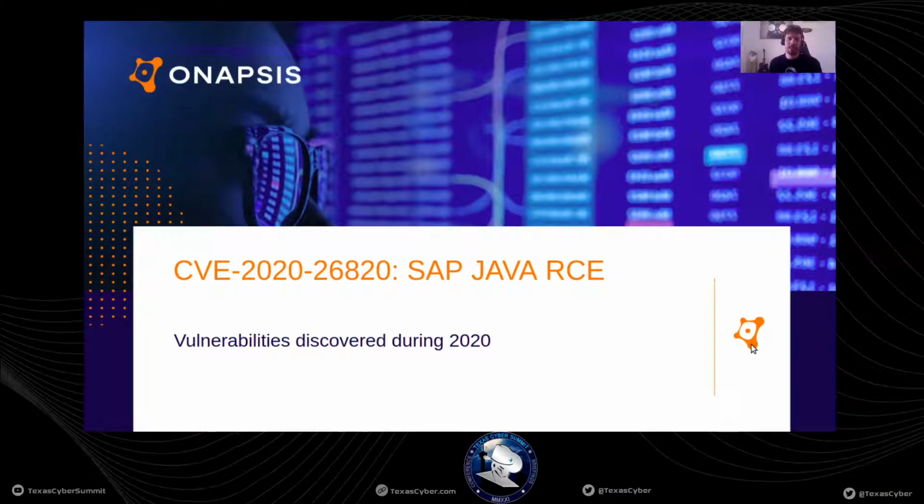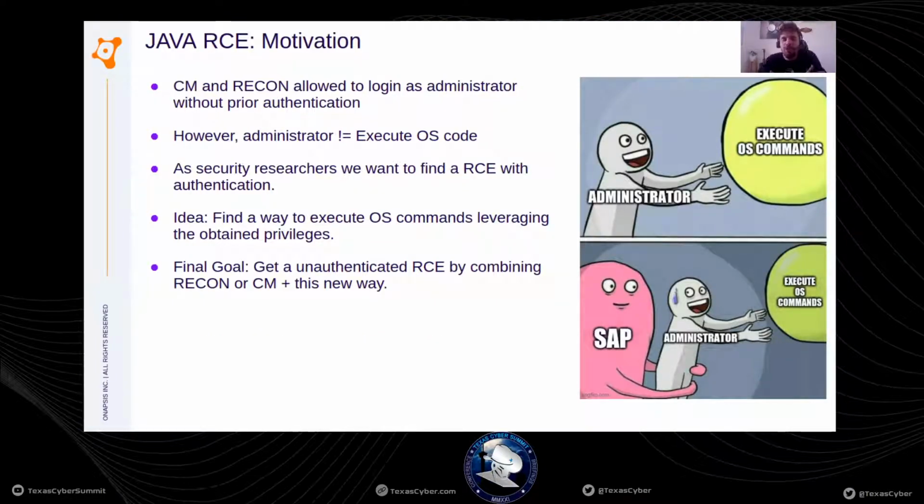So yes, thank you, Ignacio, and let's start with the final vulnerability of today. First of all, motivation. So either with the cluster manager or with Recon, an unauthenticated attacker is able to grab a user, an administrator user of the SAP system, right? However, administrator users are not able to execute OS commands. And as security researchers, when we start looking for vulnerabilities, we want to find a pre-auth remote code execution, right?